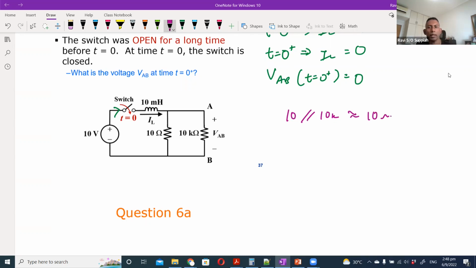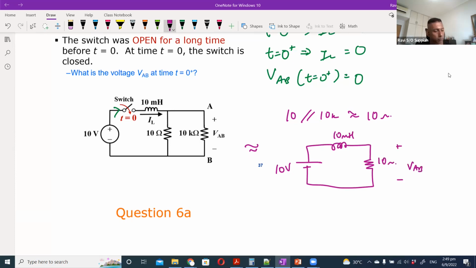We know that when resistors are in parallel, the effective resistance will always be smaller than the smallest resistance, correct? So it will be very, very close to 10 ohm when I combine this. I can simplify this and say that the circuit will look something like this: 10 millihenry and 10 ohm, and this is the VAB.